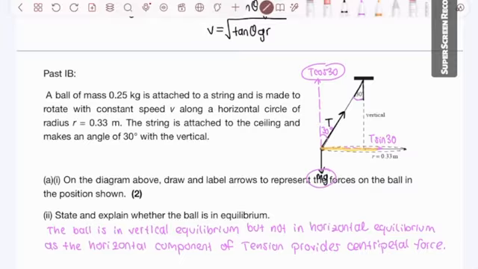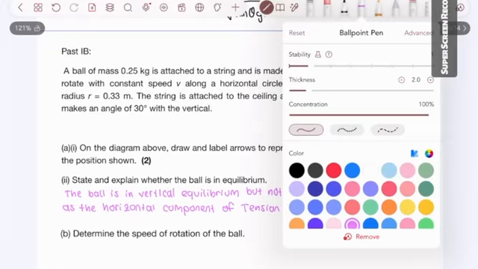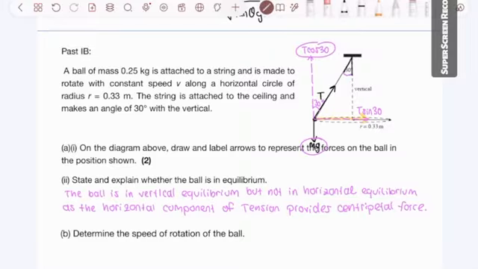We could also see this as the vector pointing at the center of the circular motion is T sine 30, and that's why it's providing the centripetal force in this question, and it is what keeps the ball moving in a circular motion. And lastly, we're asked to determine the speed of rotation of the ball.